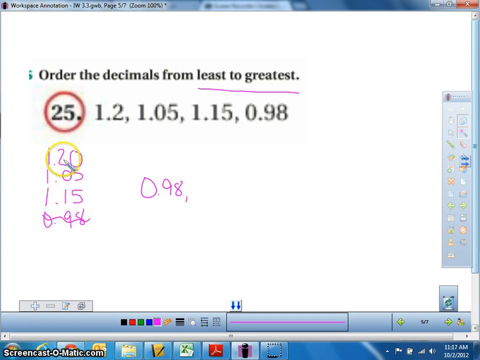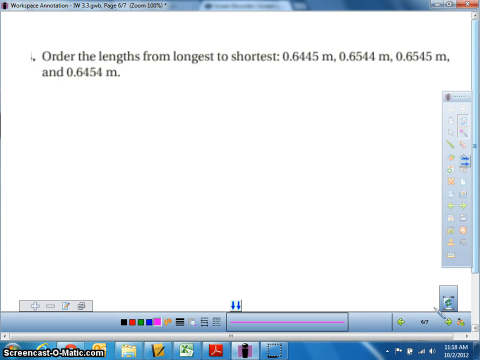Now I'm going to go here: 2, 0, 1. All right. Which one would be my next smallest number? 0 would be the smallest number here, so 1.05 is my next number. I'm done with this one. So now I can compare 2 and 1. That's pretty easy. 1.15 is my next smallest. That leaves 1.2 to be my largest number. Good job, guys.